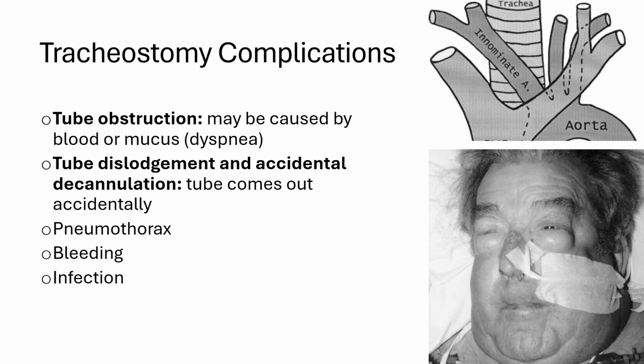Other complications are things like tube obstruction, which can be caused by blood or mucus, or tube dislodgement and accidental decannulation, so the tube comes out accidentally. Other ones can be pneumothorax, bleeding, and infection. These are all complications that can happen after a tracheostomy.